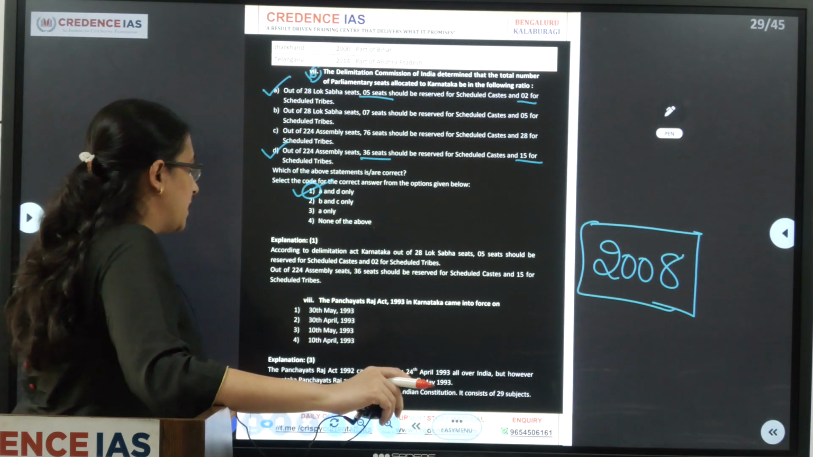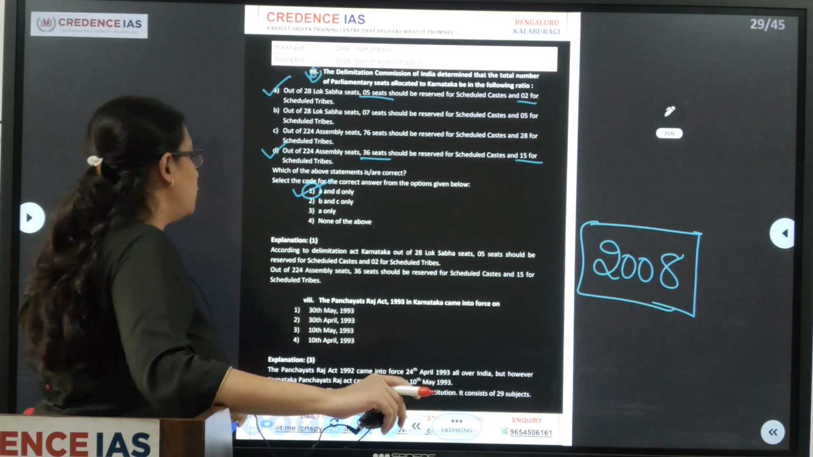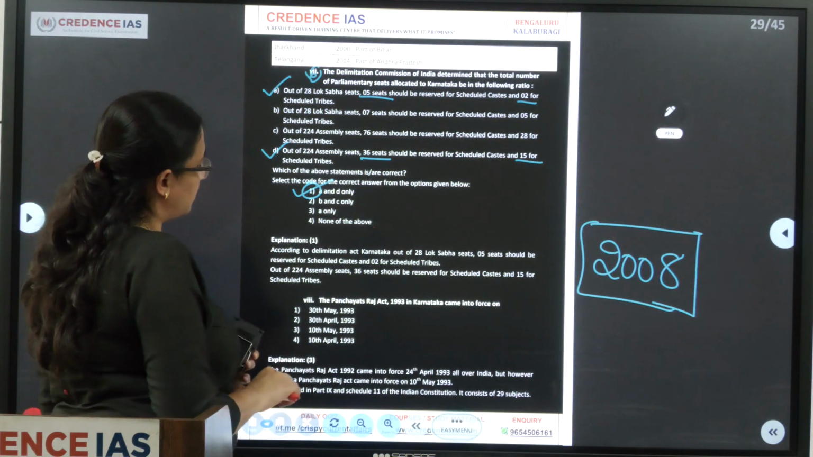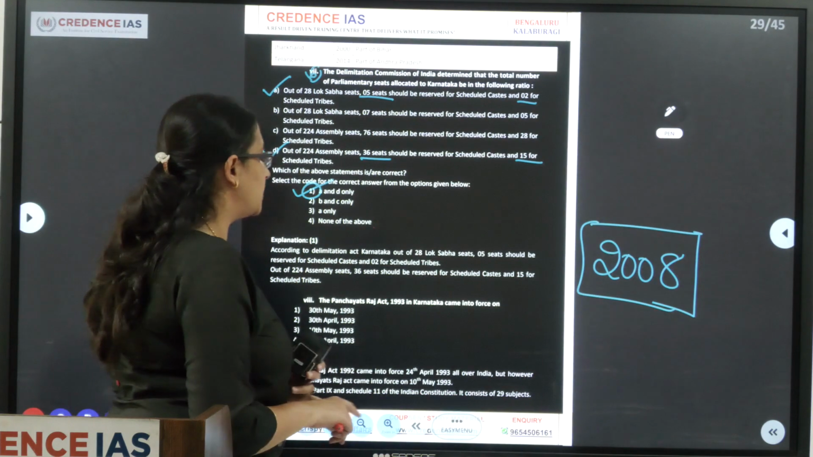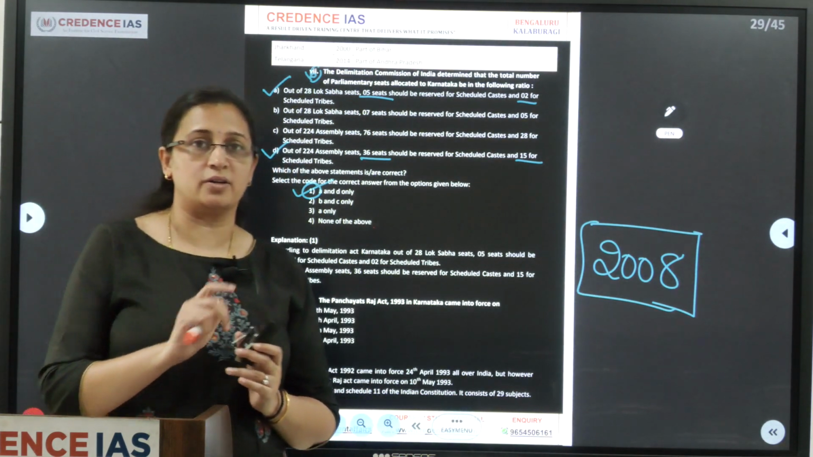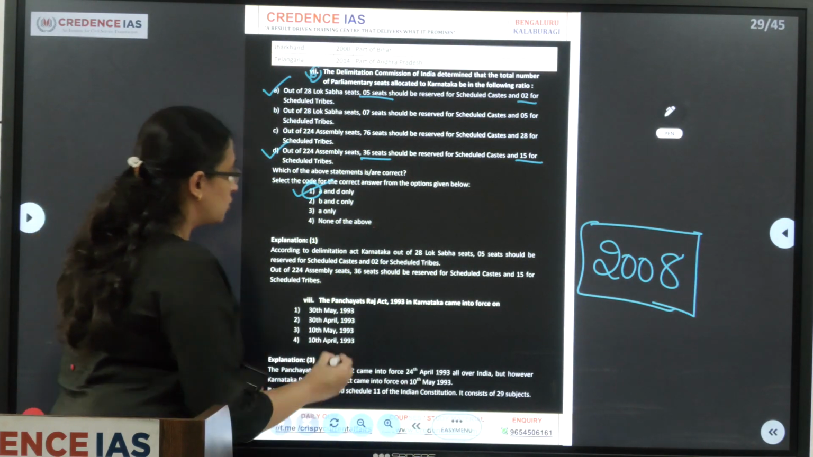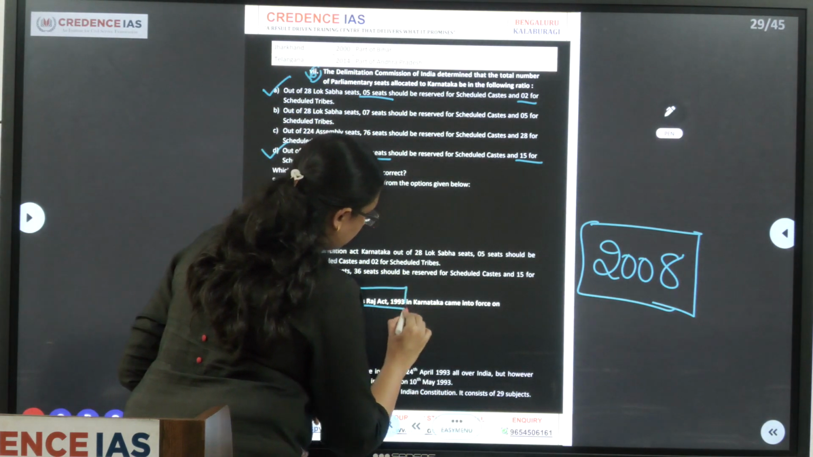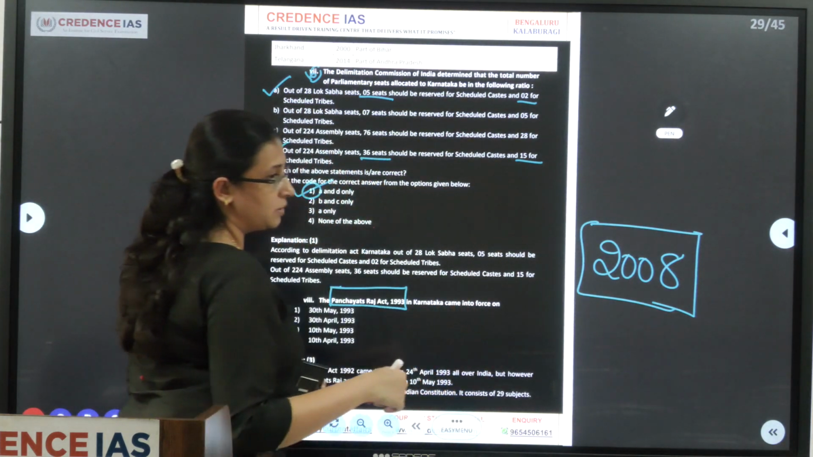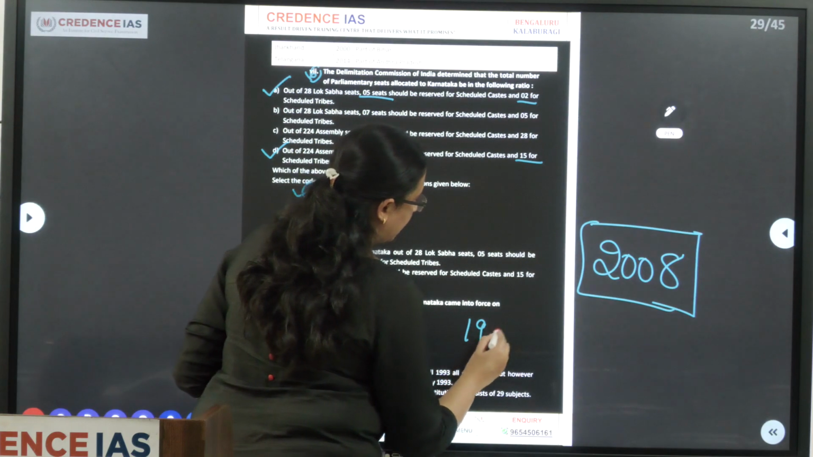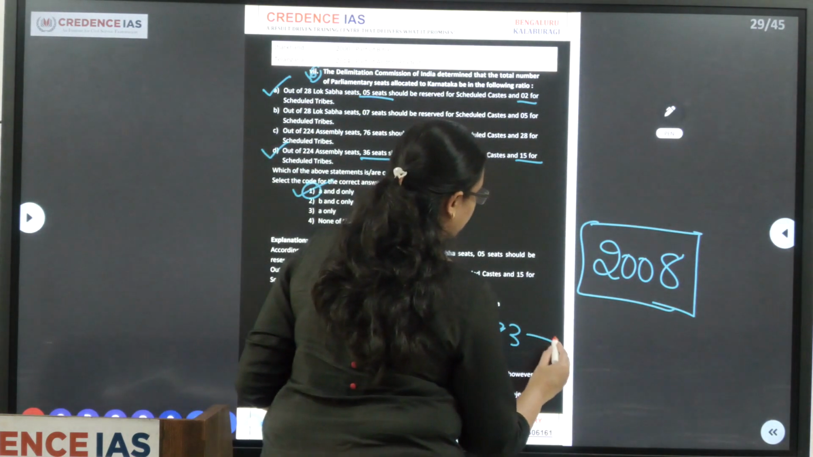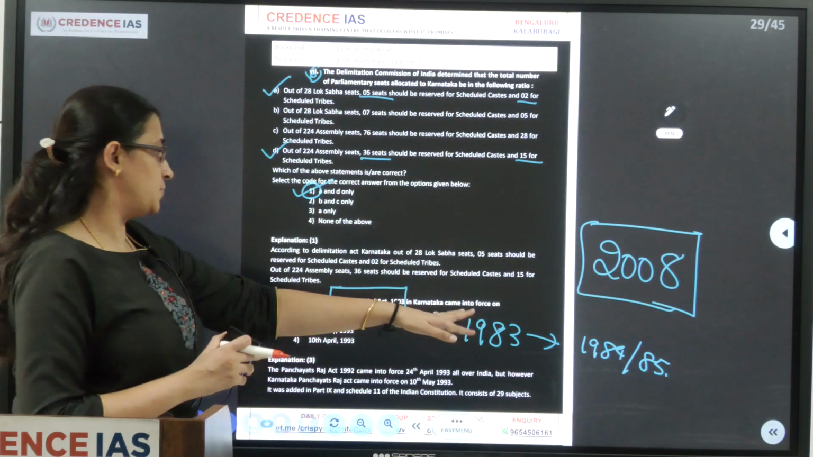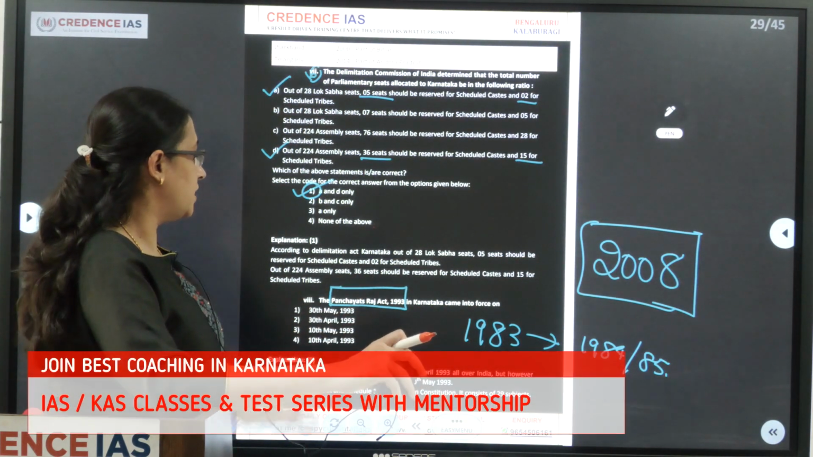The Panchayat Raj Act 1993 in Karnataka came into force on 30th May 1993, 30th April 1993, 10th May 1993, or 10th April 1993. Panchayat Raj means decentralization of power, local governments. Even before constitutional recognition of panchayats, Karnataka had passed its own Karnataka Panchayat Raj Act in 1983, which came into effect in 1984 or 5.